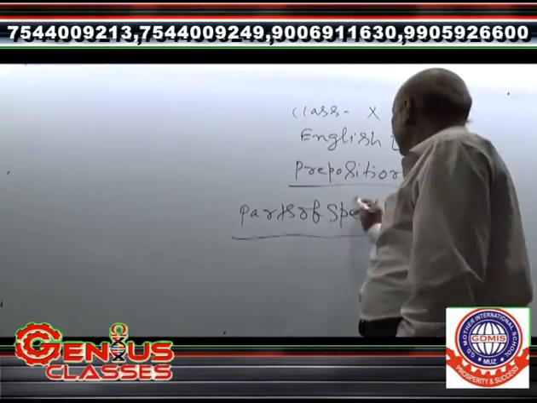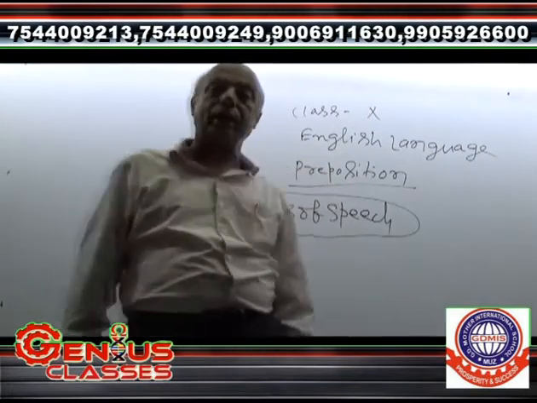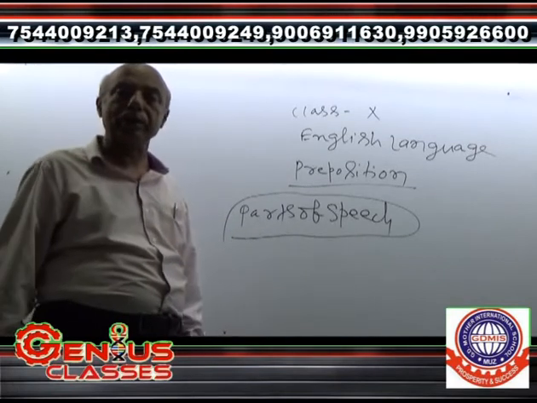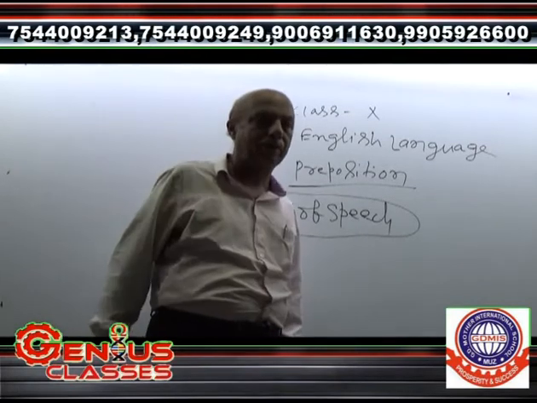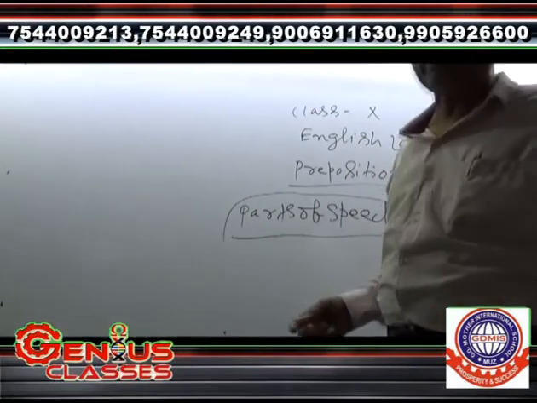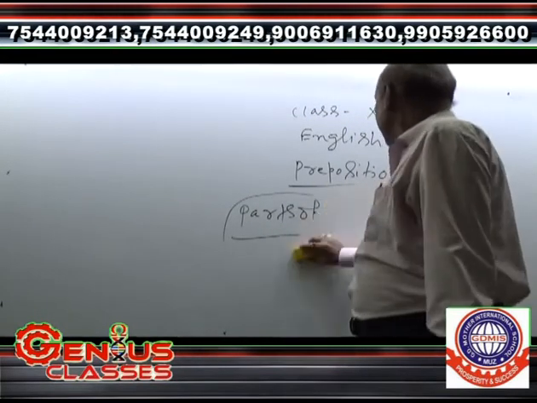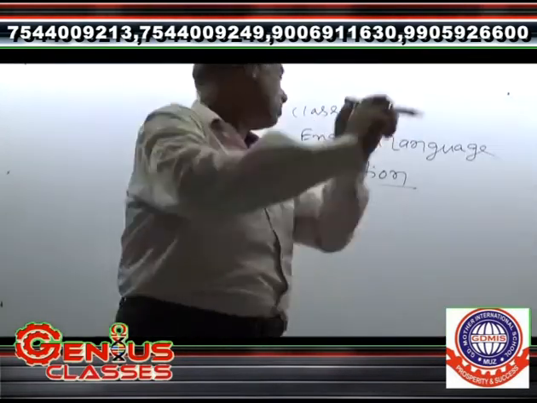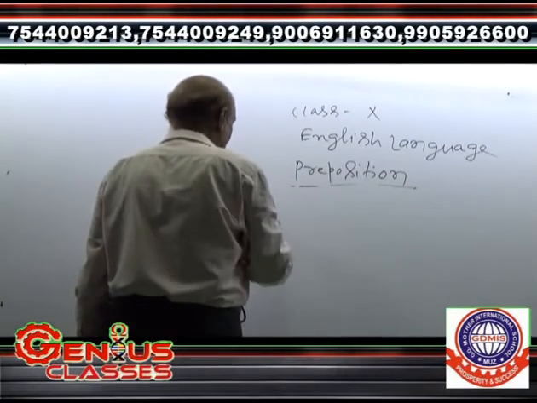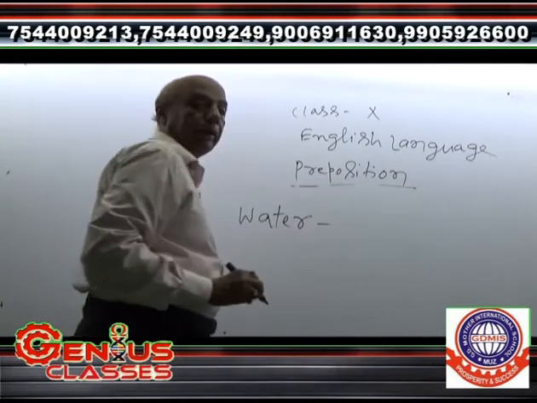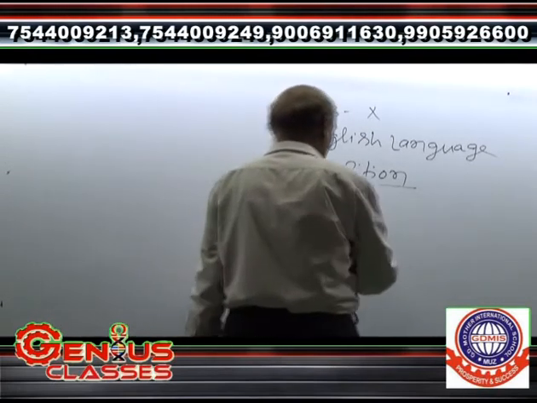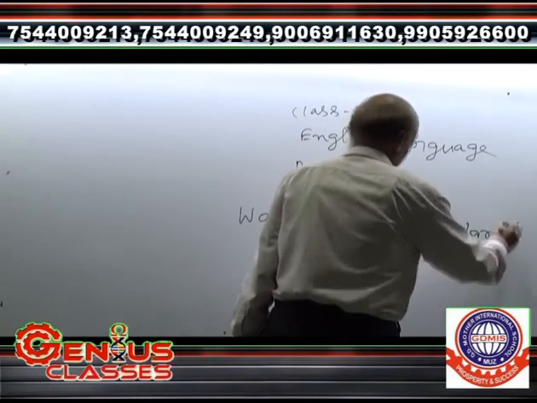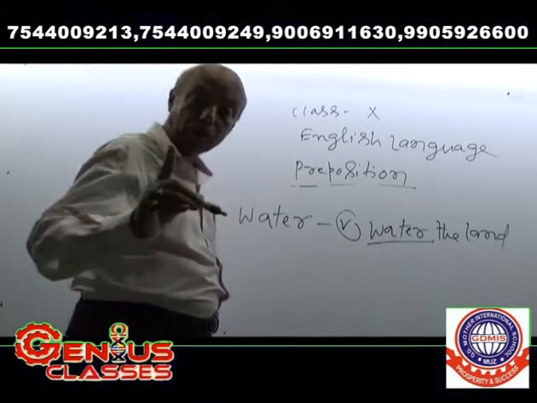So here I have told you words are divided into many parts or kinds according to the purpose for which they are used, and the different kinds of words are called parts of the speech. As for example, I am going to show you how you can understand this in the context of teaching preposition. Suppose that here is a word called water. If we use water as a verb, it is called, water the land. Here, water has been used in form of verb.